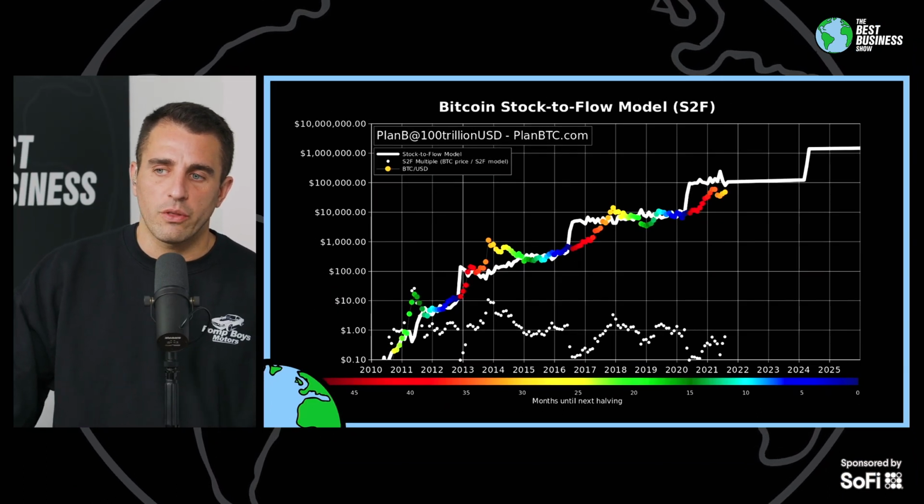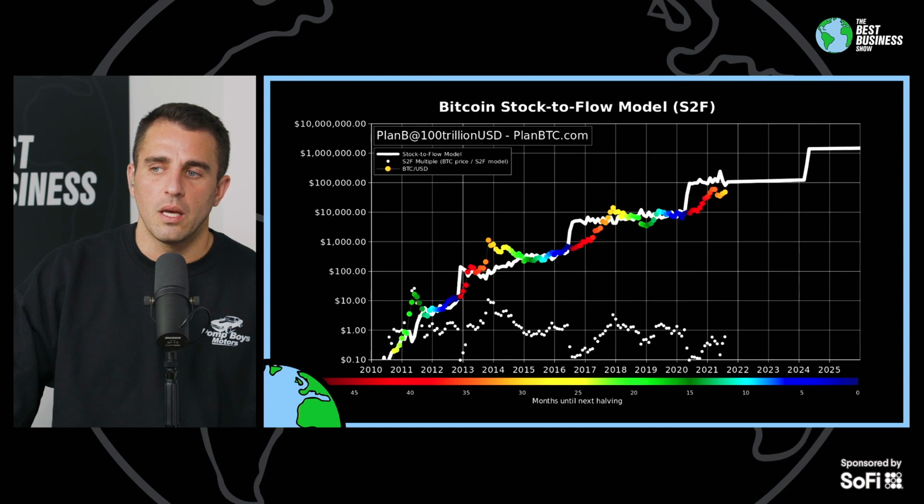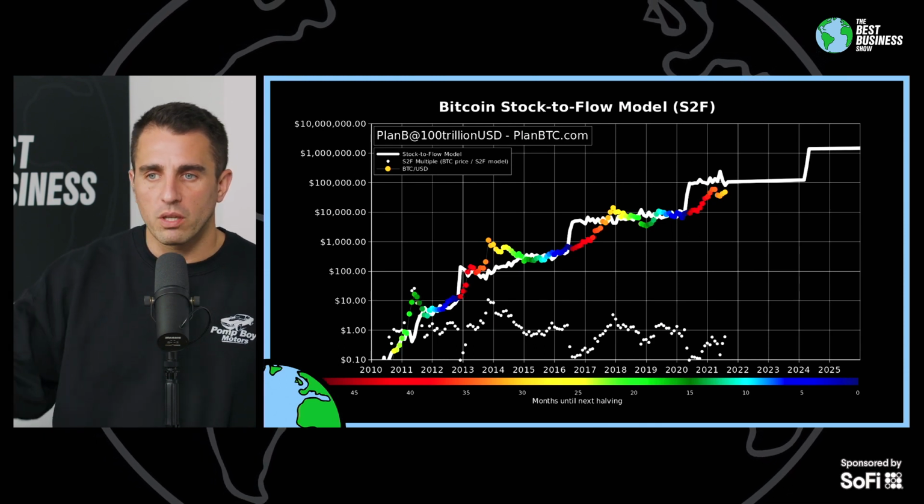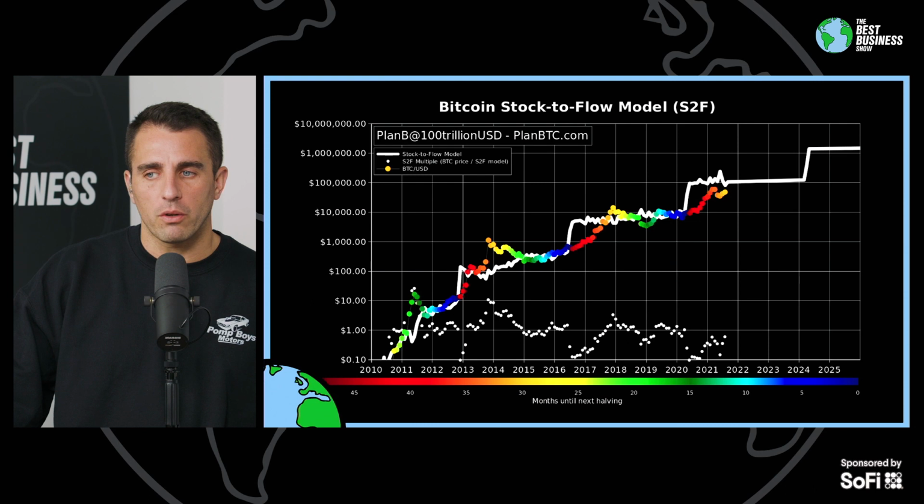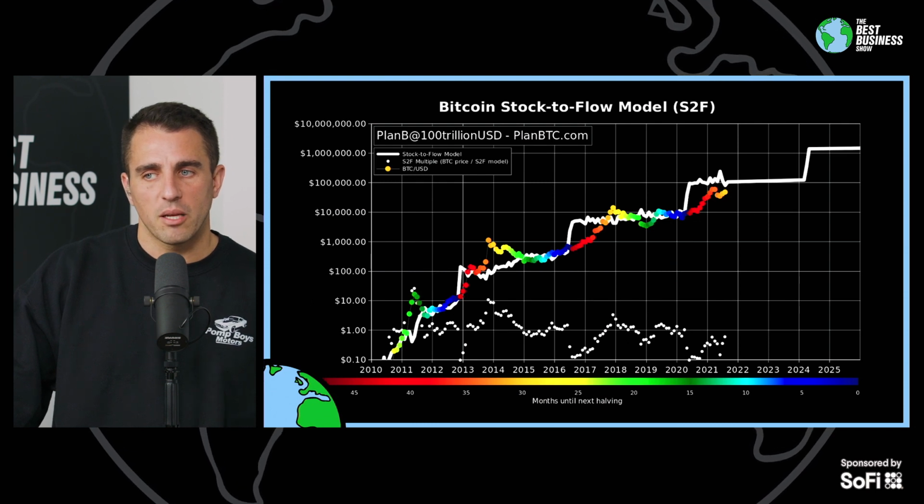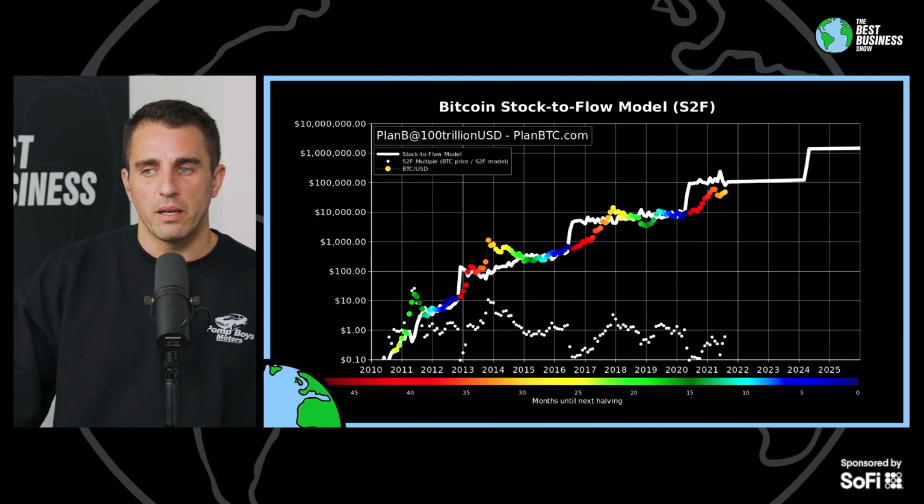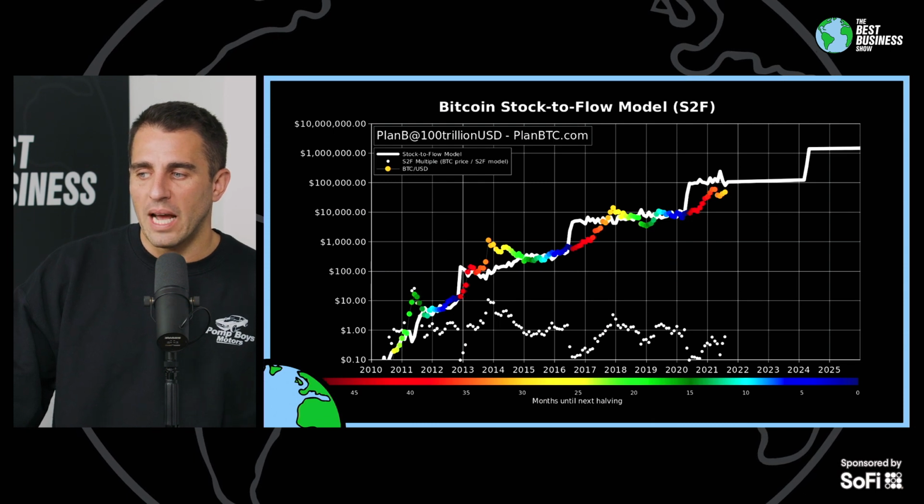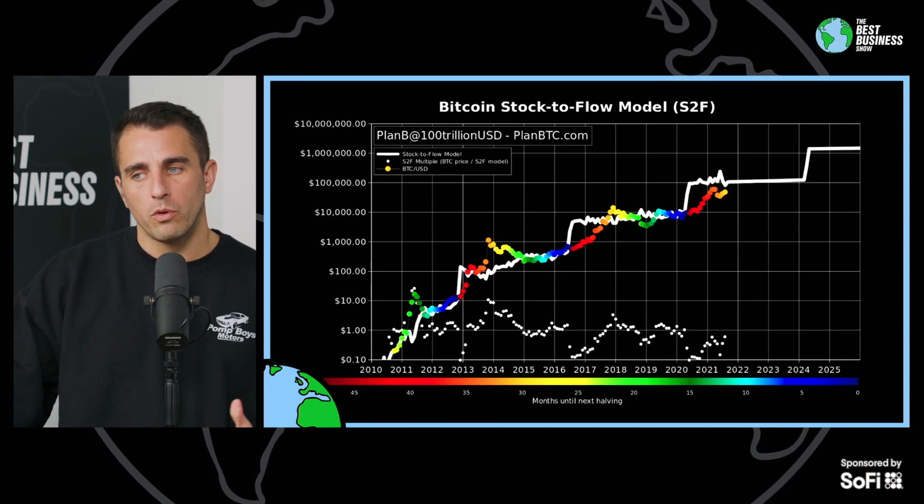And so you can see here, the white line is essentially the proposed movements of Bitcoin, what the model shows. And then obviously the colored lines end up being what the actual price has been. It is lethal.